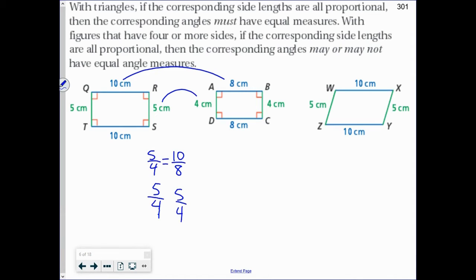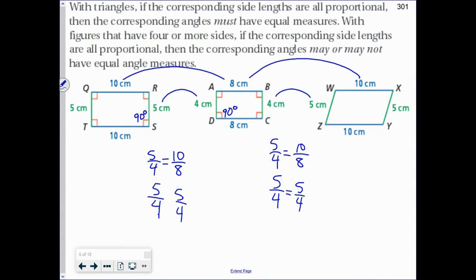In addition, I know that all the angles of a rectangle are 90 degrees. So therefore, corresponding angles are also congruent. But let's take a look over here. If I compare small side to small side, I get 5 to 4. If I compare large side to large side, I get 10 to 8. We know that those are equal because those are the same ratios we had when we were comparing the others.